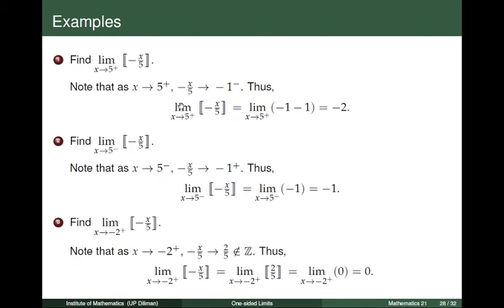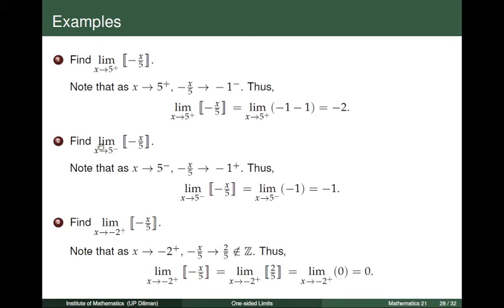Therefore, the expression, the GIF of negative x divided by 5, we should replace that by negative 1 and then we subtract 1. Since negative x over 5, the function inside the GIF sign, is tending to the number n from the left side. Alright? So, here we will have the limit of negative 1 minus 1 as x tends to 5 from the positive side is equal to negative 2.